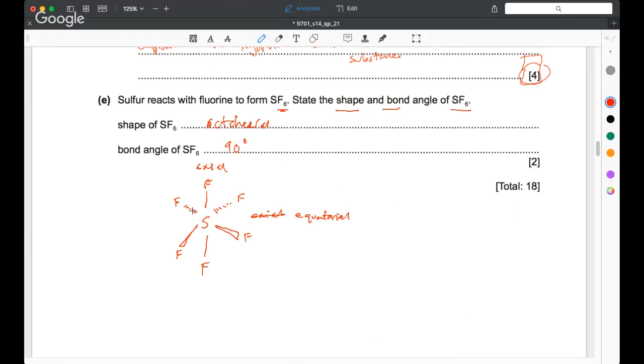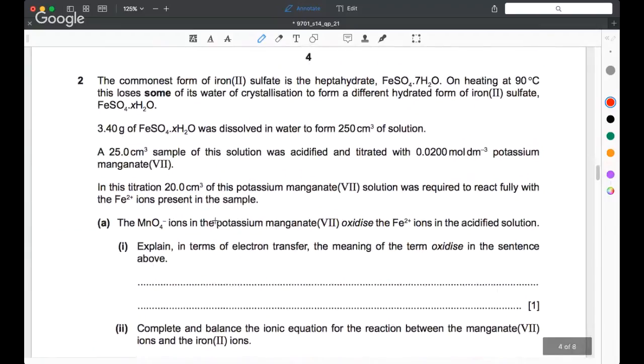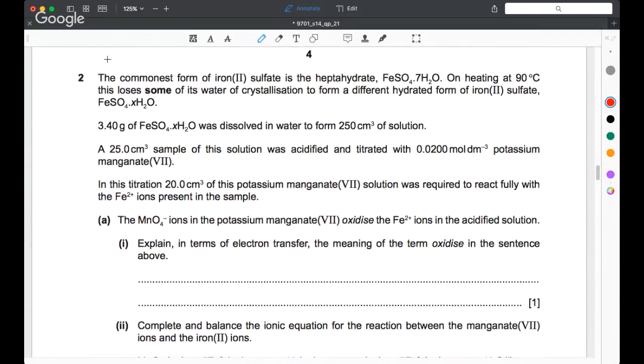and those 4 are in a plane, and the bond angle between them there is 90 degrees. And because there's one fluorine atom above and below the plane, then the angle with the plane is also 90 degrees. So each sulfur fluorine bond angle is generally 90 degrees. They haven't asked you to draw the 3-dimensional structure. If you had to do that, you'd have to have those wedges coming out of the plane of the paper and going behind the plane of the paper as well. Good. All right.